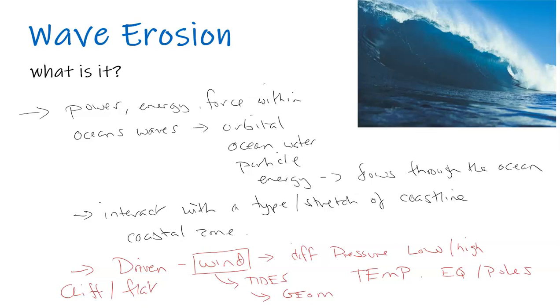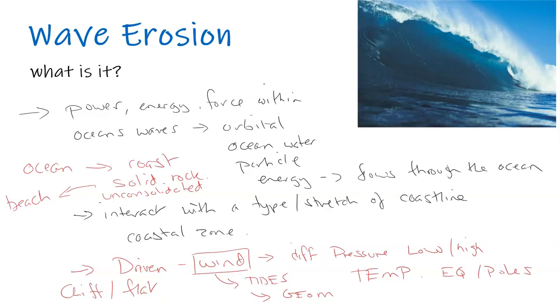So the energy goes from the ocean and it gets transferred and basically arrives at the coastline. And the coastline is obviously solid rock in terms of a cliff, or unconsolidated material, which would be a beach of some sort. It could be a pebble beach, sandy beach, various different coarse levels and size of sand, but you have a beach of some sort.